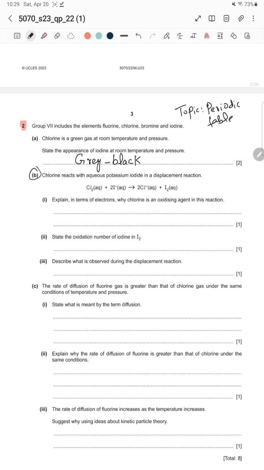Part B is: chlorine reacts with aqueous potassium iodide in a displacement reaction. Chlorine is more reactive than iodine, so it can be a displacement reaction. Explain in terms of electrons why chlorine is an oxidizing agent in this reaction. So the element which undergoes reduction acts as an oxidizing agent. So the oxidizing agent oxidizes the other element with which it reacts and reduces itself. So here chlorine gains electrons.